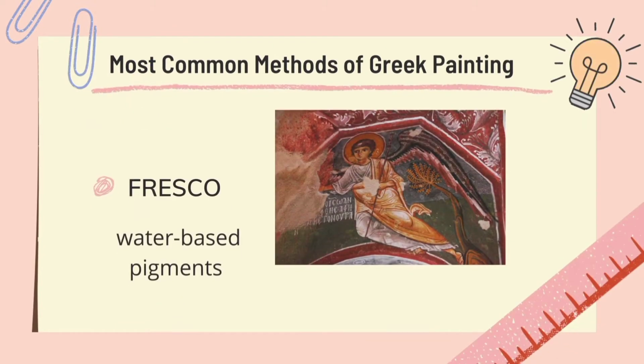Most common methods of Greek painting. Fresco. Fresco is a method of painting water-based pigments on freshly applied plaster, usually on wall surfaces. Colors are made of ground powder pigments, mixed in pure water, dried, and set with the plaster to become a permanent part of the wall.